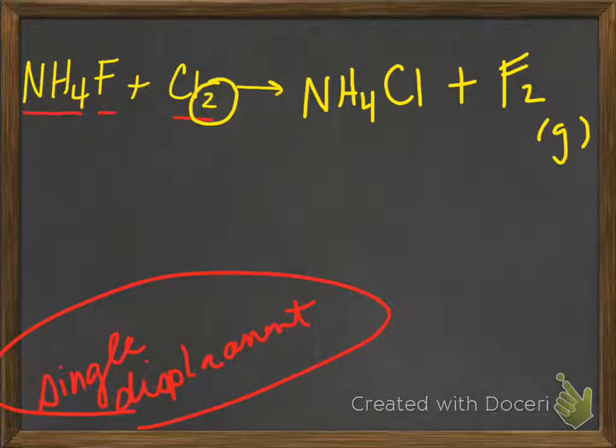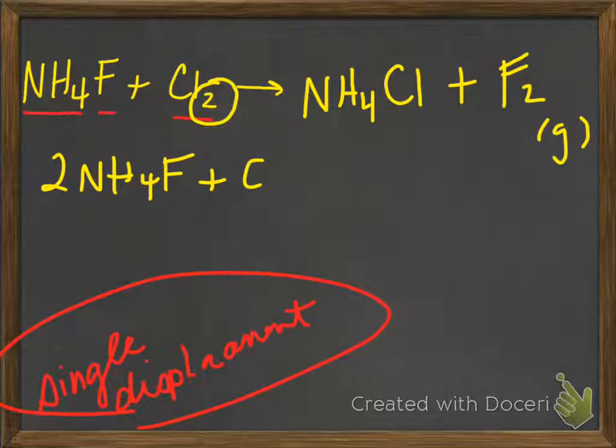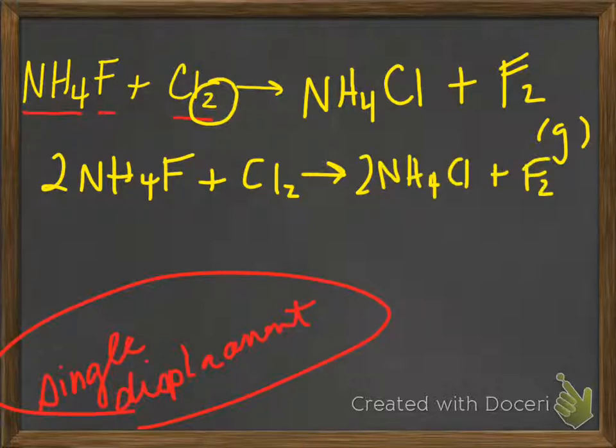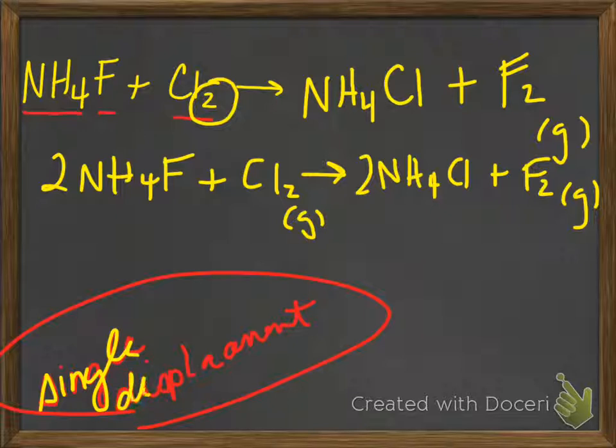So now you have to balance this thing, and this is pretty easy. 2 ammonium fluoride plus 1 chlorine molecule gives us 2 ammonium chloride plus a fluorine molecule, and those would both be gaseous. That's it. Not too bad. Single displacement. Okay, questions on that one?